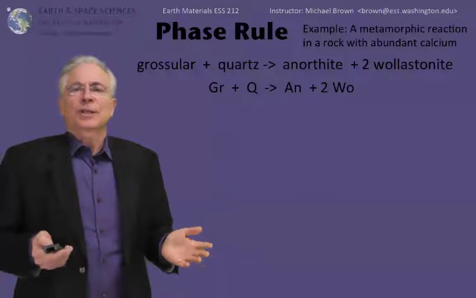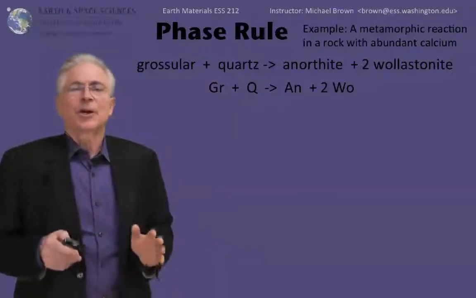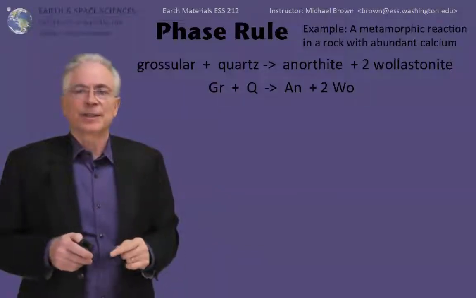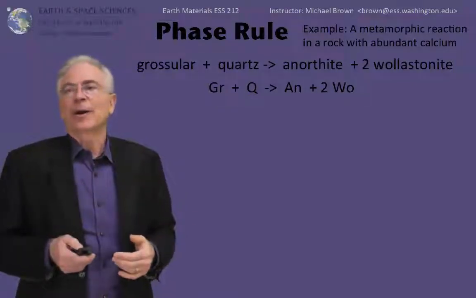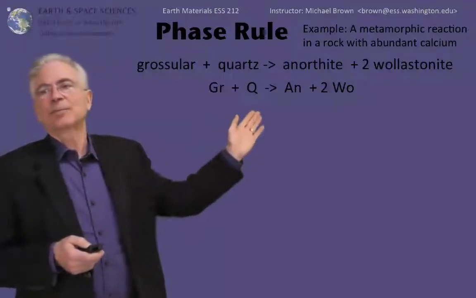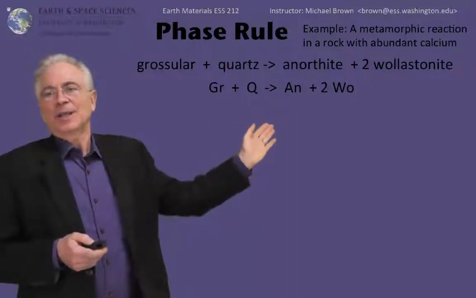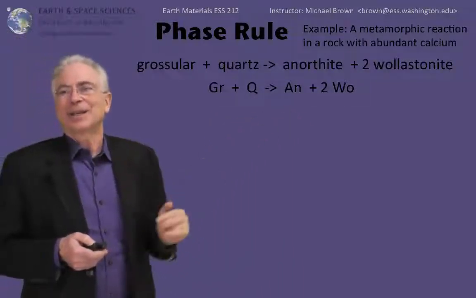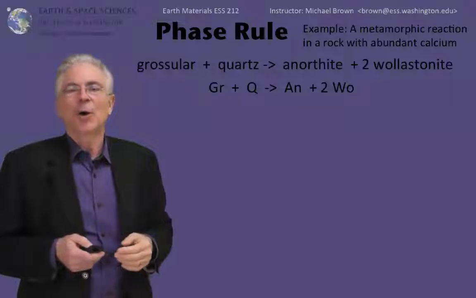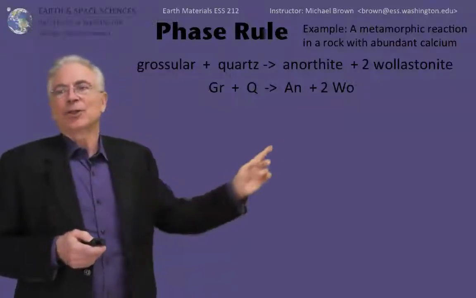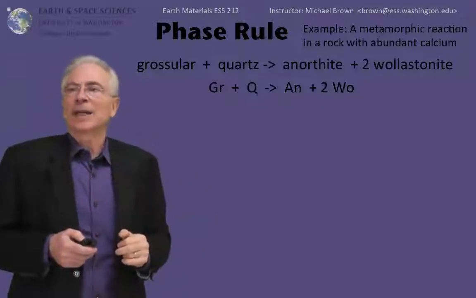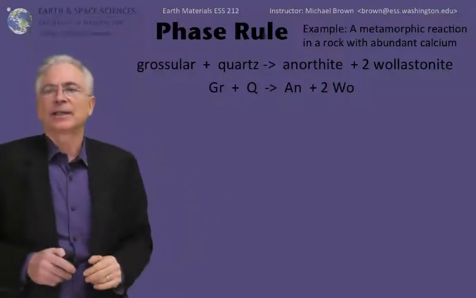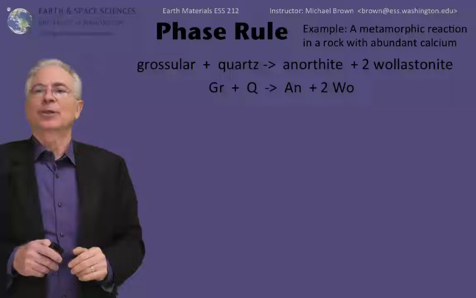Okay, we can use some abbreviations, and we'll start abbreviating most of these phases with the smallest number of letters to be a unique representation. So we have grossular, Gr, plus Q going to An plus wollastonite, Wo. And to balance this equation, for every mole of anorthite, we need 2 moles of wollastonite. And now let's look at the chemical formulas associated with this reaction.